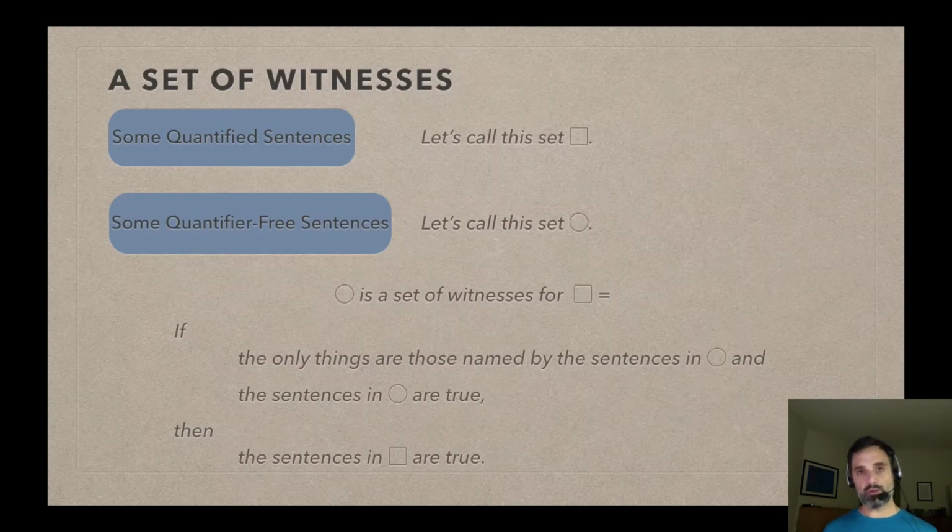We can have this notion of a set of witnesses more broadly. It wasn't specific to those particular sentences. If we had some quantified sentences and some quantifier-free sentences, suppose that the quantifier-free sentences are true, and that the only things there are the things for which the quantifier-free sentences have names. If it follows that the quantified sentences are true, then the quantifier-free sentences are witnesses for the quantified sentences.